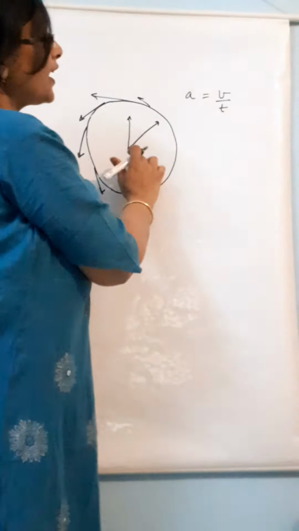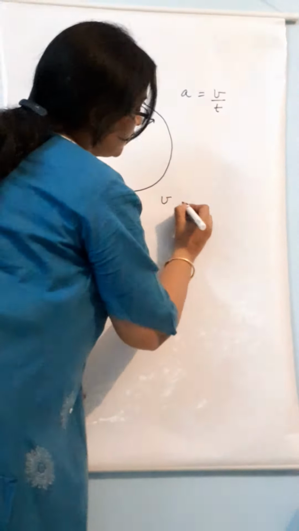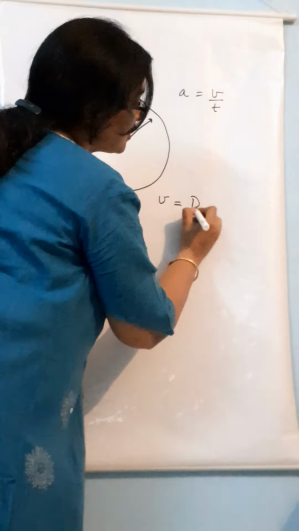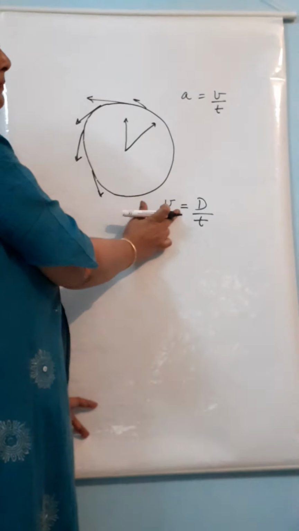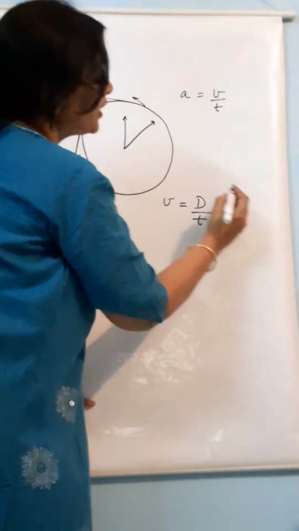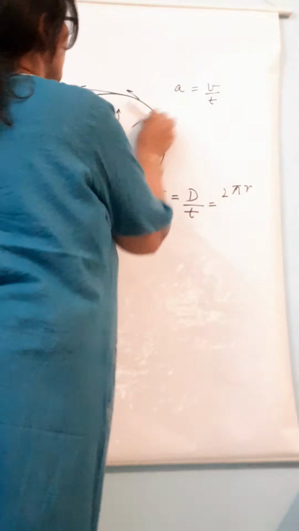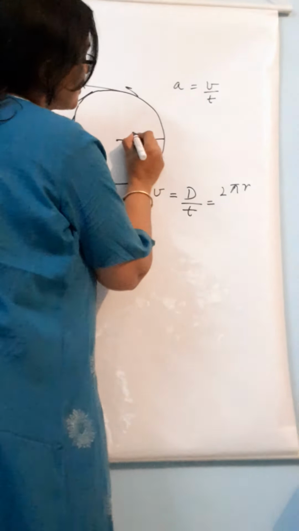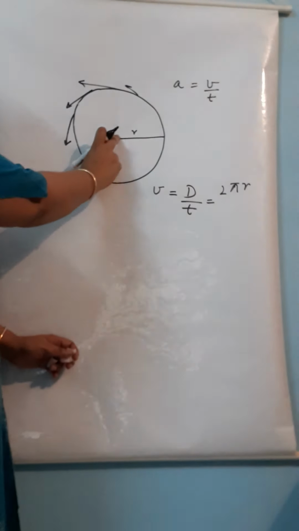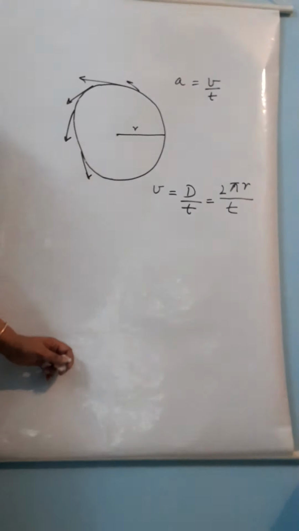Now, how can we calculate the velocity of an object in uniform circular motion? Velocity is distance upon time. In the case of a circle, the distance will be equal to its circumference. What is the circumference of a circle? 2 pi r. And what is the radius? This is the radius of the circle. So in this case, velocity is equal to 2 pi r upon t.